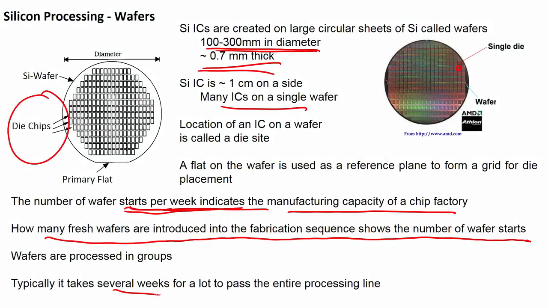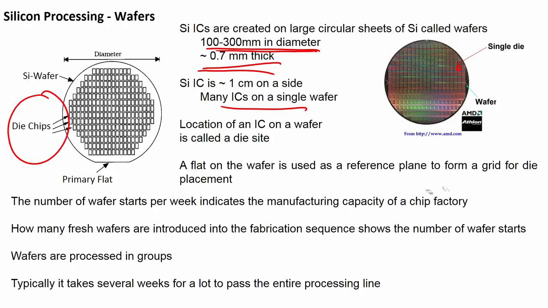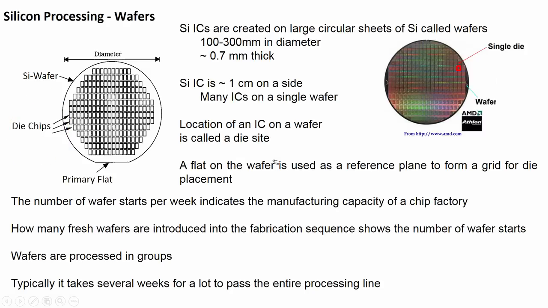Wafers are processed in groups, and typically it takes several weeks for a lot to pass through the entire processing line. So, this is how the silicon wafer is made, and the ICs, or single die or multiple dies within the silicon wafers, are manufactured, are fabricated. And this is the last slide for this particular lecture.